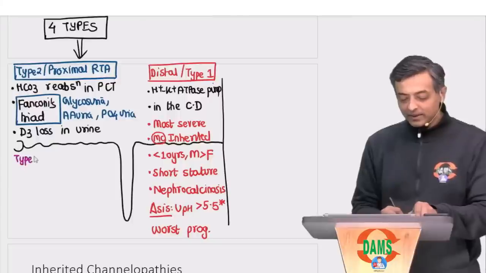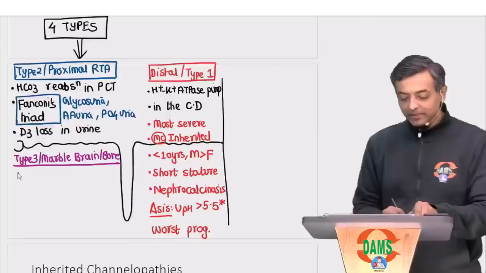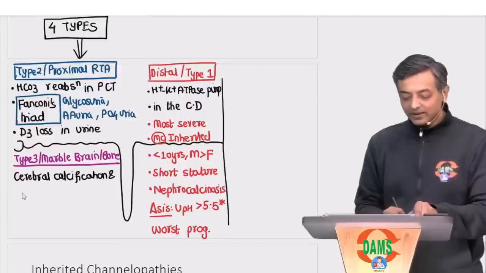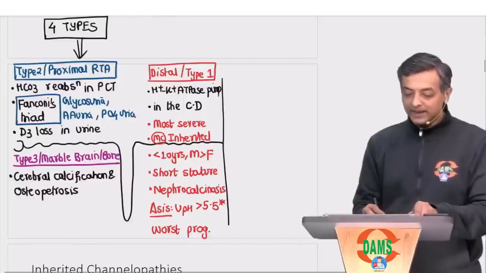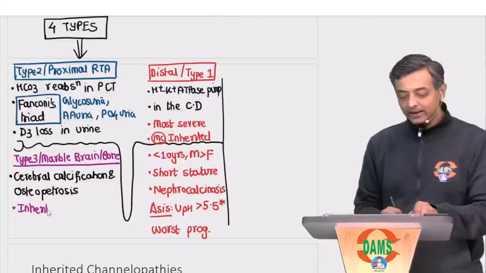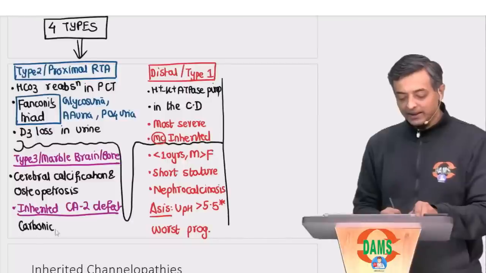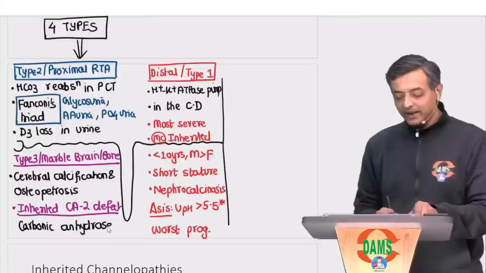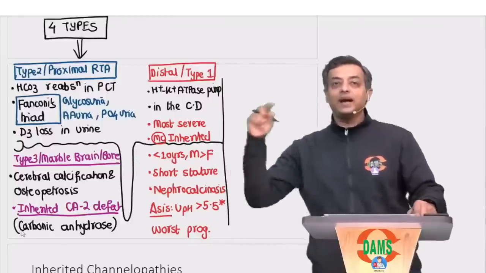Type 3 we have got is the marble brain or the marble bone disease, where the patient is coming with cerebral calcification and osteopetrosis, because the patient is having an inherited defect in the CA2 gene. So the defect is in the carbonic anhydrase enzyme, which is present in the brain also, in the bone also. That is why, rather than kidney, they are coming with brain and bone problems.